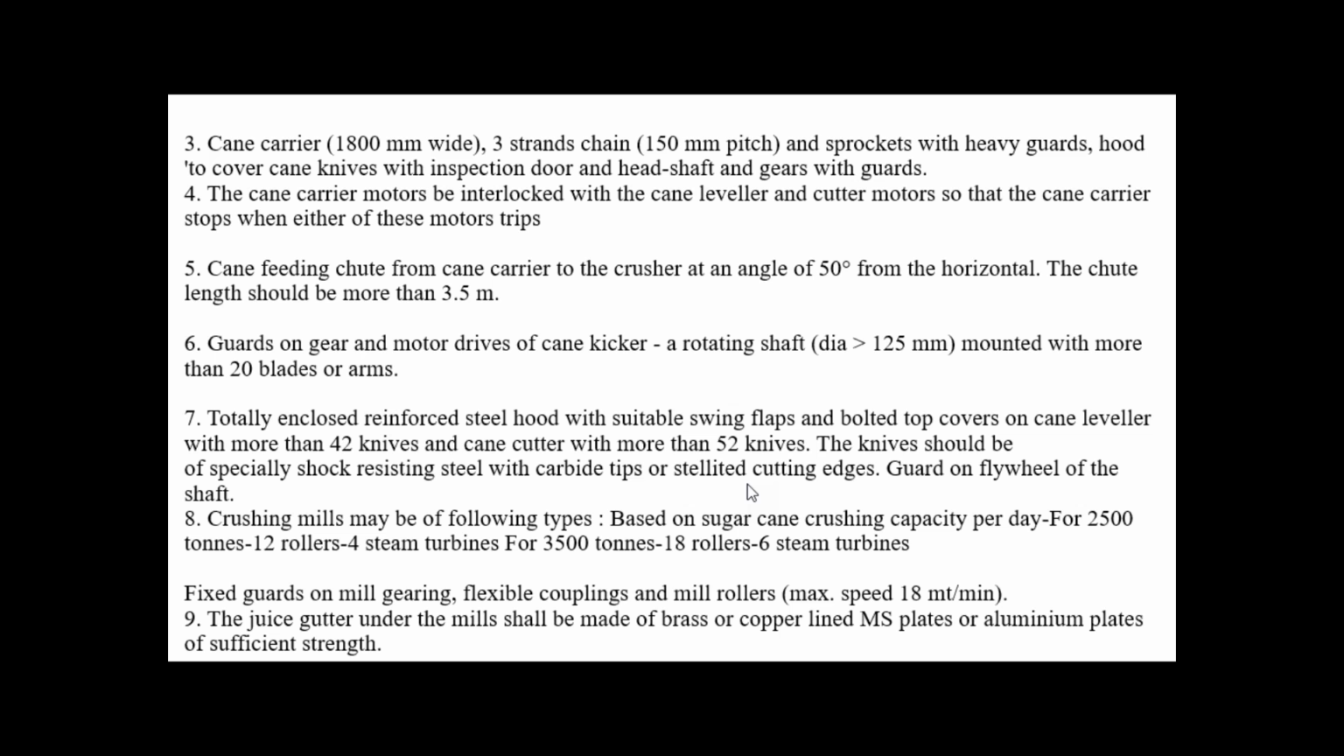Fixed guards on mill gearing, flexible couplings and mill rollers should be provided. The juice gutter under the mills shall be made of brass or copper-lined MS plates or aluminium plates of sufficient strength.